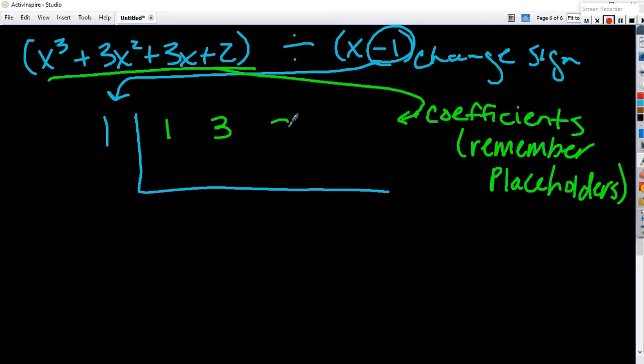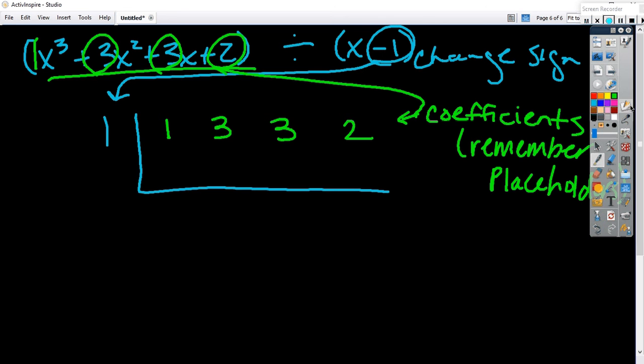Wait, why do you have to put it in that specific order? Yep, it has to be the same order. And if you need a placeholder, you have to put it in there too. 1, 3, 3, 2. Got it. Okay? Now, here's the math part. Here's where we start dividing.